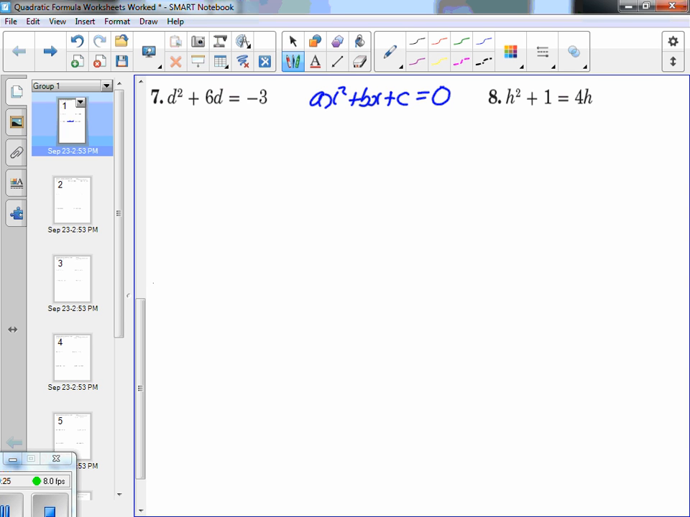So we need to add 3 to both sides. So that becomes d squared plus 6d plus 3 equals 0. Now that we have it in standard form, we can identify the a, the b, and the c. A is the coefficient of x squared, or in this case it's the coefficient of d squared. So a equals 1. B is the coefficient of x, or in this case b is the coefficient of d. So b equals 6, and then c is the constant. So for this equation, c equals 3.